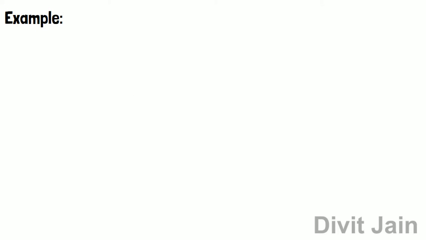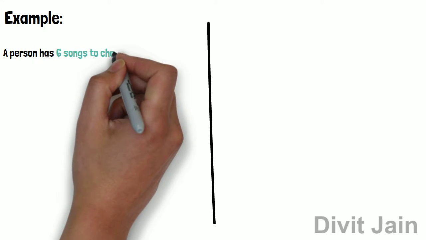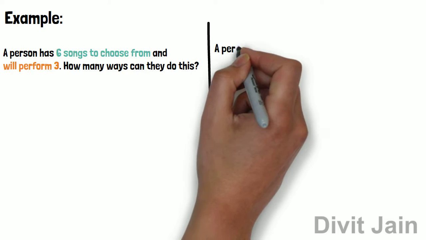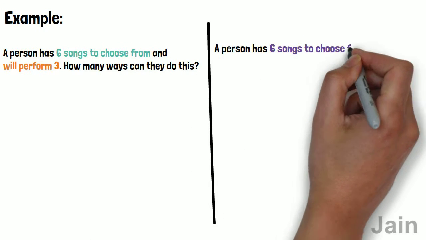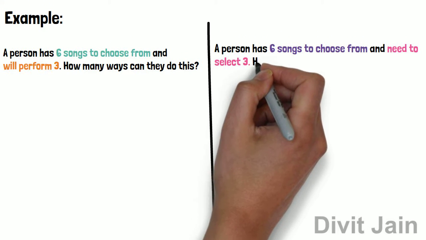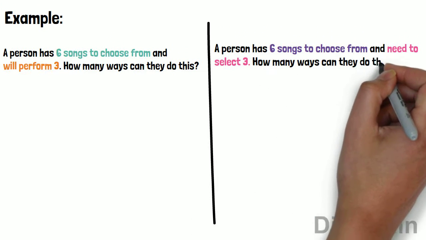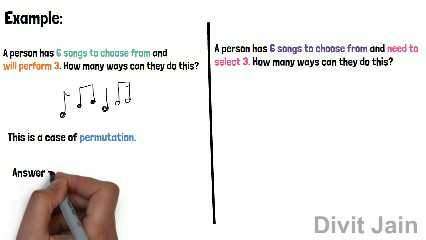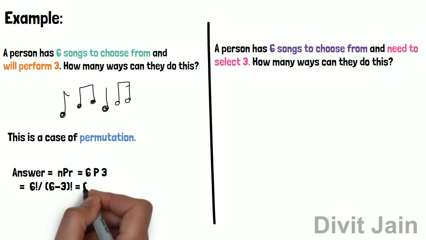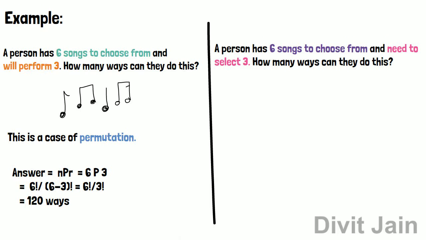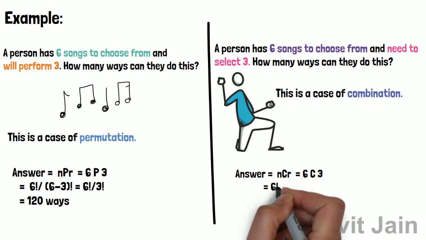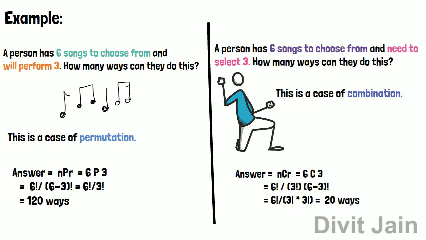Now let us understand the difference more clearly through similar examples. A person has 6 songs to choose from and will perform 3. How many ways can they do this? Let's see another question. A person has 6 songs to choose from and needs to select 3. How many ways can they do this? This is a case of permutation and this is a case of combination. And if we place the values of n and r, which are 6 and 3, the answer will be 120 ways and 20 ways respectively.